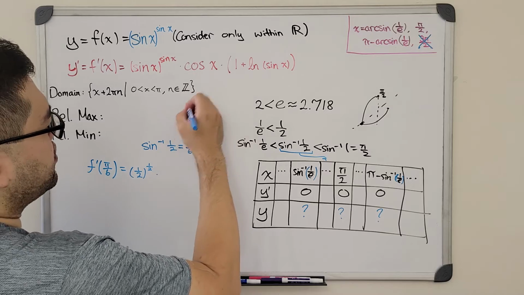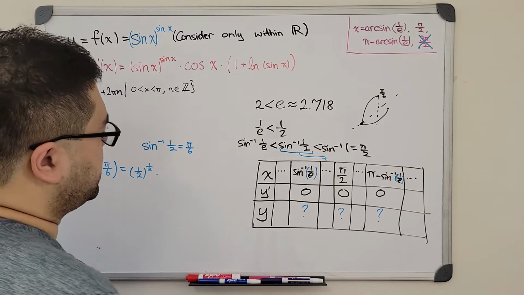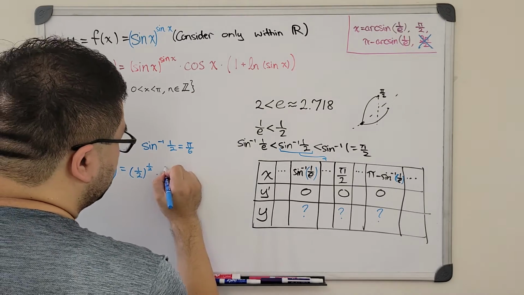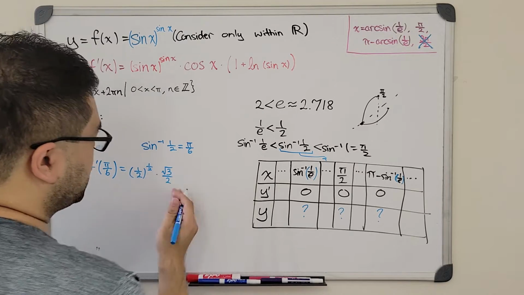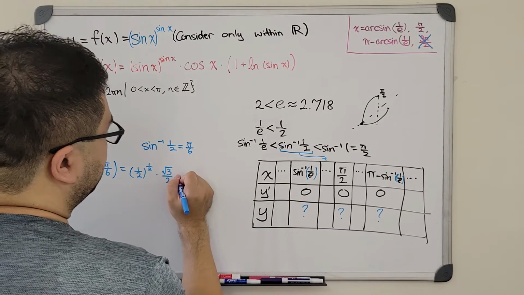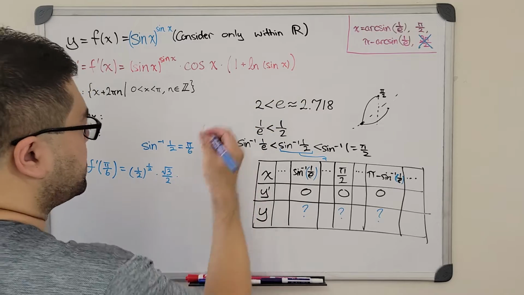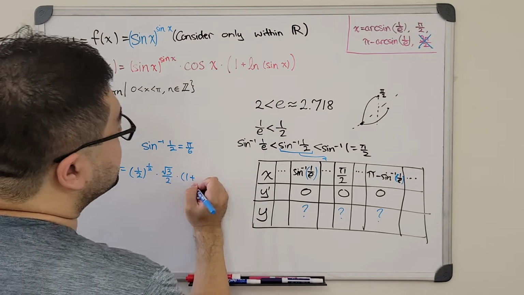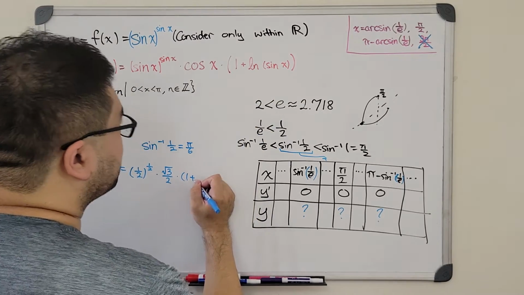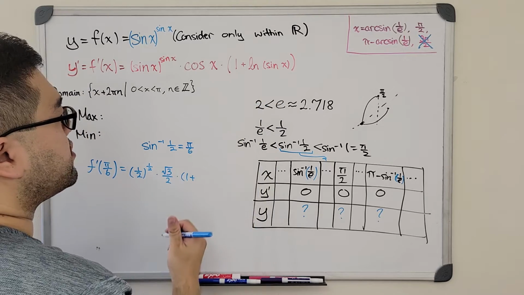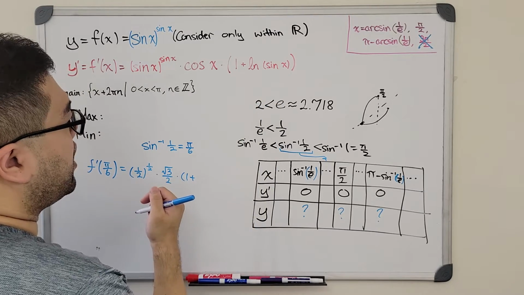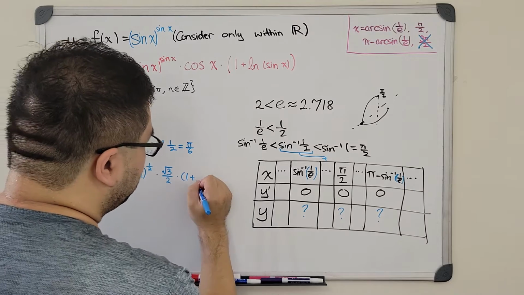And to do that, we can actually consider the right triangle, and it's also one of the special angles. So we actually will end up with the special values. Okay, then we have times the third term, 1 plus ln of sine of pi over 6, which is the same as ln of 1/2.